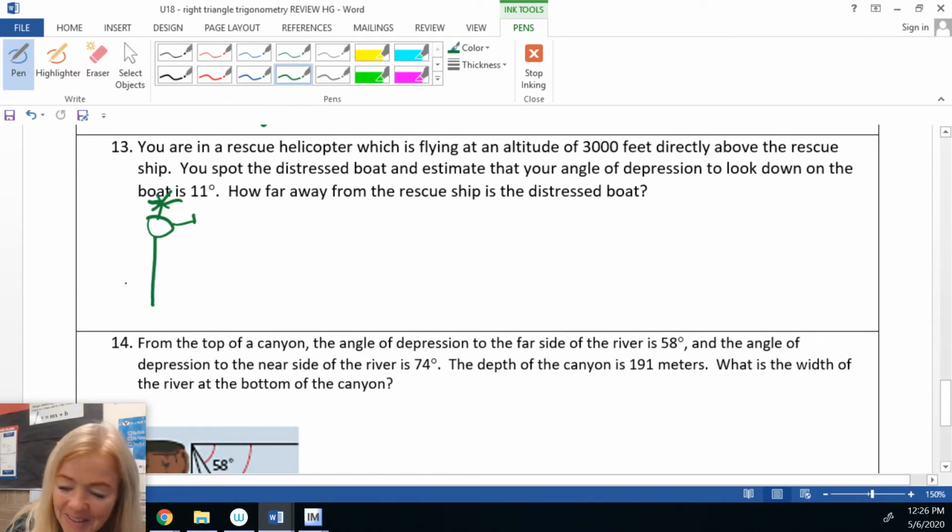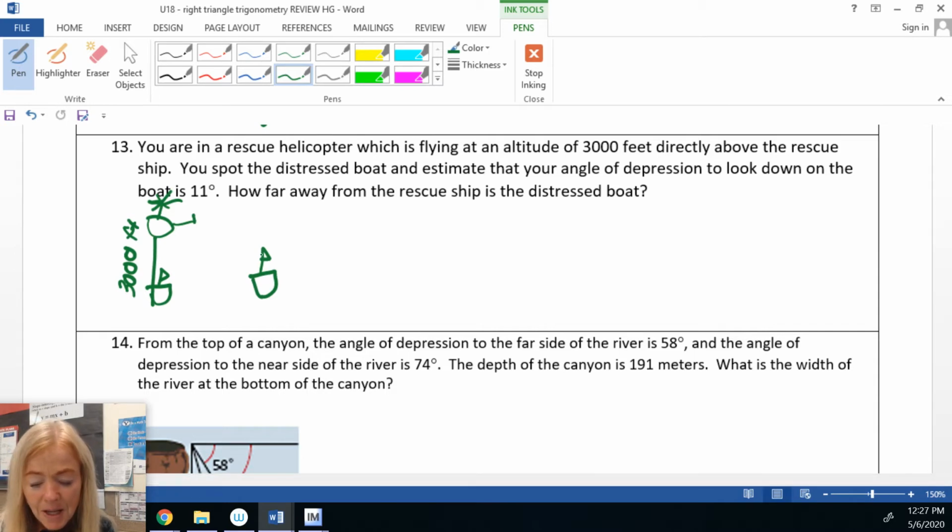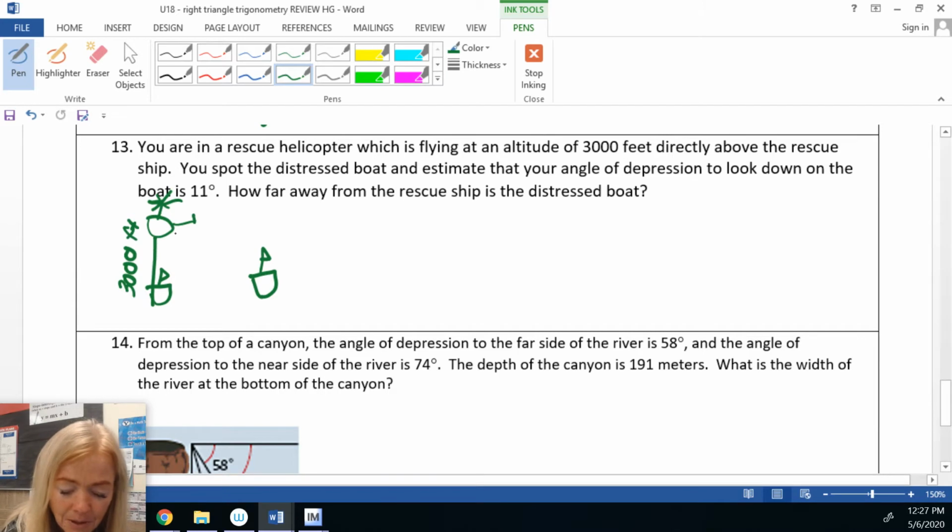It's beautiful. 3,000 feet. I just tell myself that so I don't feel bad about how funny it looks. Directly above the rescue ship. Here's the rescue ship. You spot the distress boat. That kind of looks more like the distress boat, not the rescue ship, but well. And estimate that your angle of depression to look down on the boat is 11 degrees. So, plus you need to go the opposite direction, but oh well, I'll have to turn around for that.